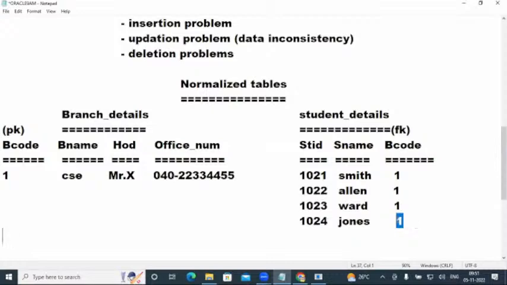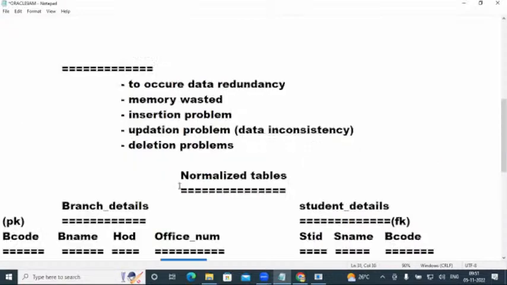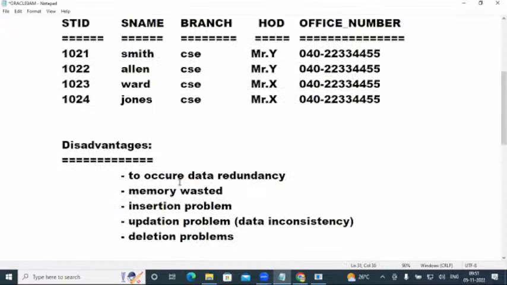When is it considered a duplicate? When you remove your foreign key and don't make relationships, then it is called duplicate values. If you make the relation, then it's not treated as a duplicate. It is treated as children of your parents. So here HOD how many times? 1 time. Branch name how many times? 1 time. Office number how many times? 1 time. Previously 4 times.